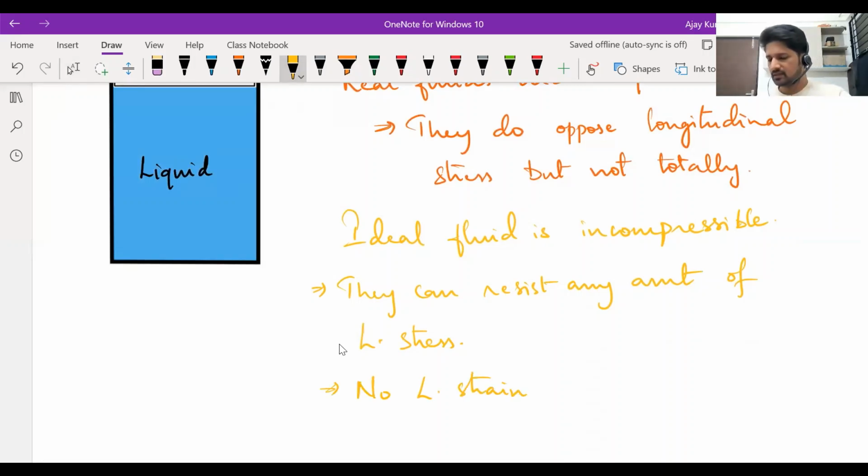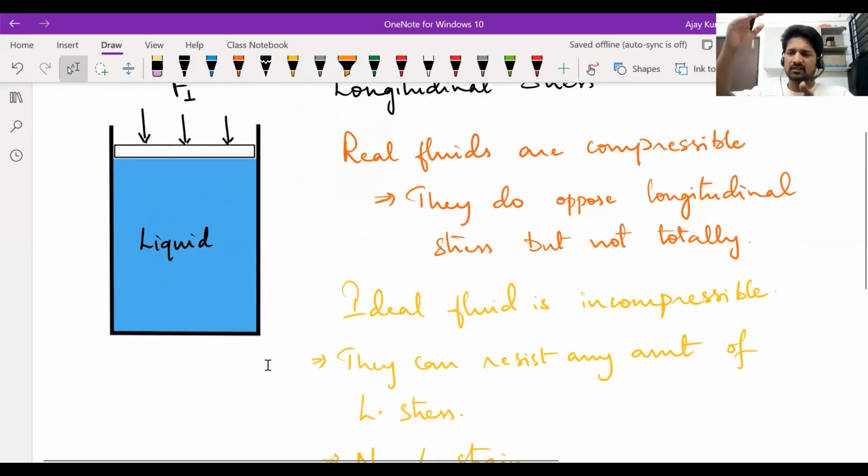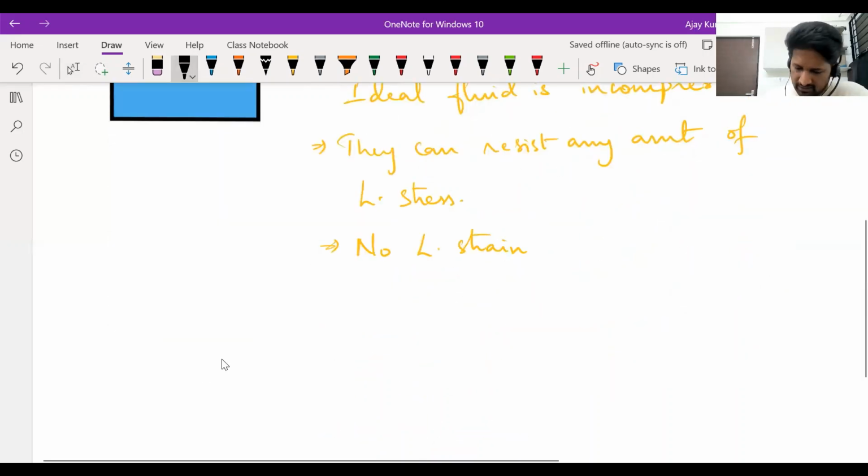No longitudinal strain at all. Fine. Obviously, there will be no bulk strain also. Longitudinal means only length increases or decreases. Bulk strain means entire volume. That also, an ideal fluid will resist completely. You cannot compress an ideal fluid. So basically, ideal fluids are incompressible.